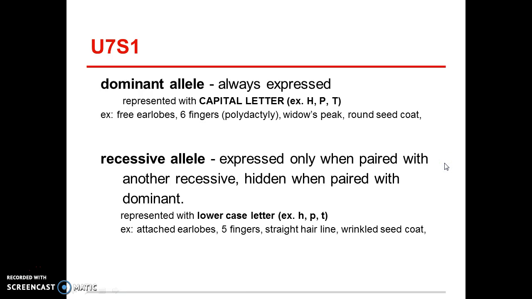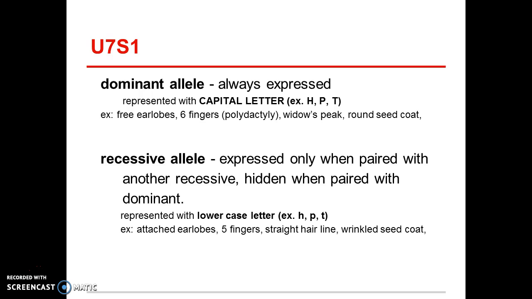Okay, dominant versus recessive. This set of notes is really a ton of vocab, more than any other. So this is primarily vocab, and then we're going to be actually applying the vocab in later segments. So dominant alleles, remember an allele is a form of a gene. So a dominant allele is always expressed with a capital letter. Free earlobe, 6 fingers, which is called polydactyly, widow's peak, round seed coat. These are all dominant traits, and we represent them when we write them down as a capital letter.